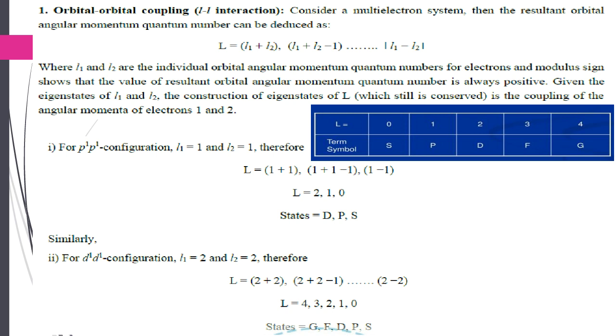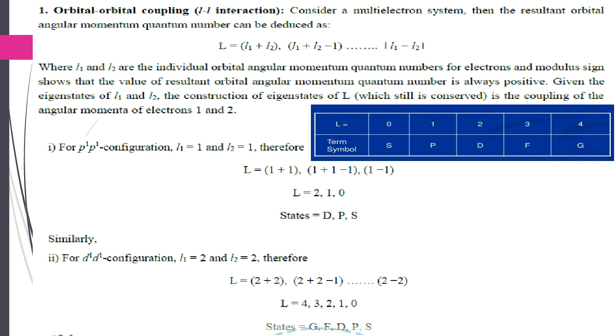For example, L equal to 0 is the S orbital. L equal to 1 is P. L equal to 2 is D. L equal to 3 is F. L equal to 4 is G. In the example given below, the p1 configuration, that means one electron is in a p orbital and another electron is in another p orbital. For both p orbitals, l is equal to 1, so L1 is equal to 1 and L2 is also 1.